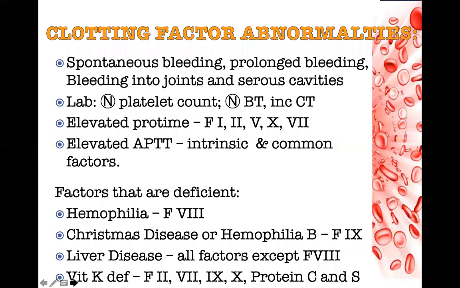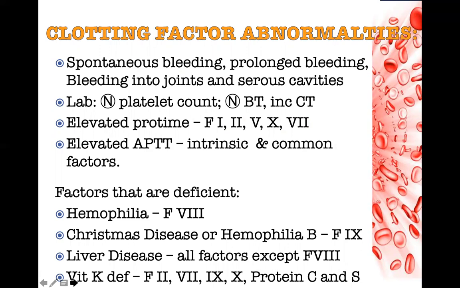Let's talk about clotting factor abnormalities. This time, there would be spontaneous bleeding as well as prolonged bleeding. Most of the time, the sites of the bleeding are deep-seated. You don't see them in the skin or in the mucous membranes. You can see bleeding in areas such as the joints. We call that hemarthrosis, or bleeding into the joints. And also in the serous cavities such as the pleura, the pericardium, and the peritoneum.